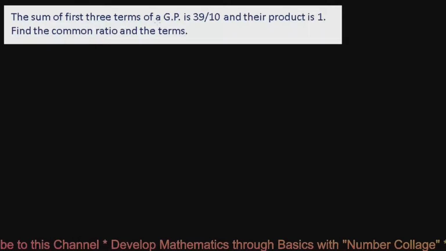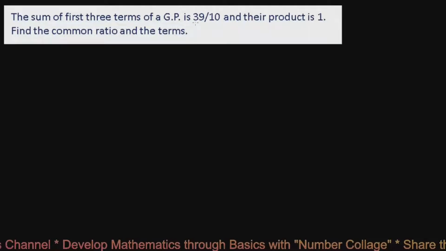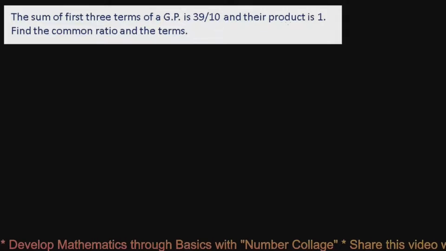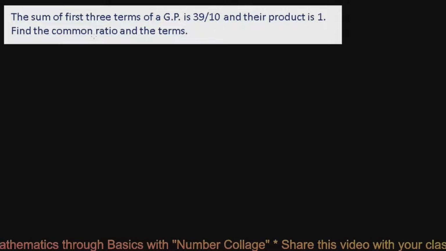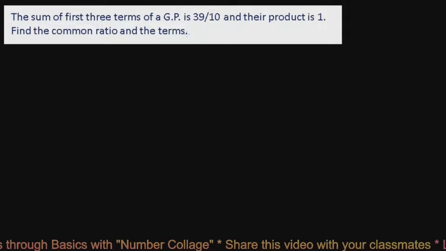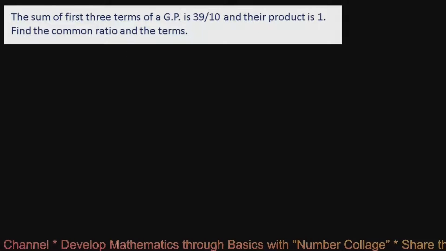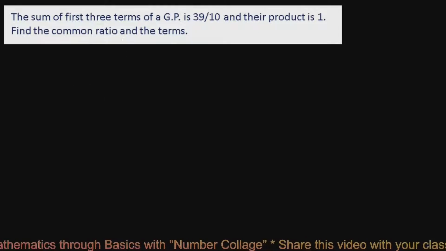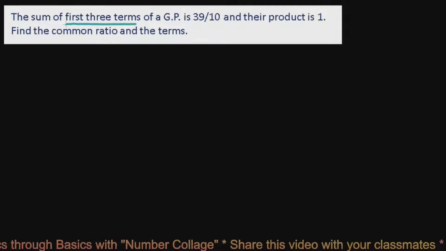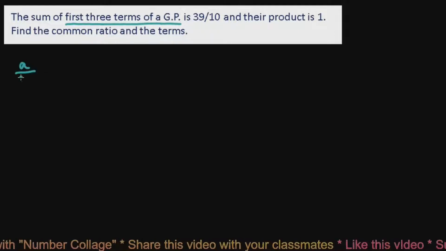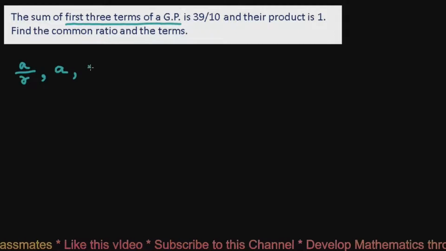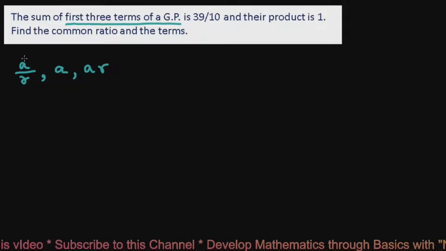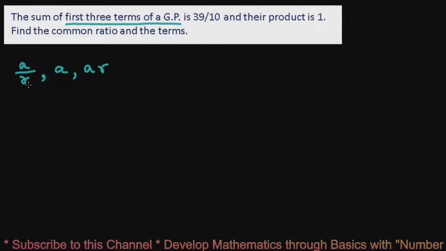In the next problem, the sum of first 3 terms of a GP is 39 upon 10 and their product is 1. We have to find the common ratio and the terms. In this type of problems, it helps if we write the first 3 terms of GP as a upon r, a and AR, where A is the first term and R is the common ratio.